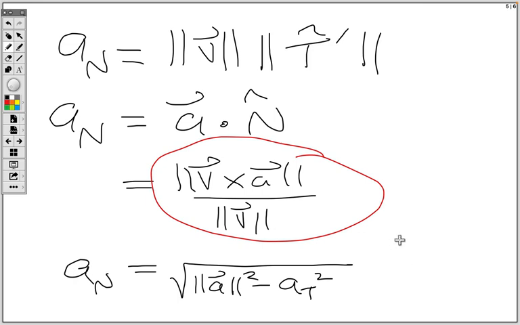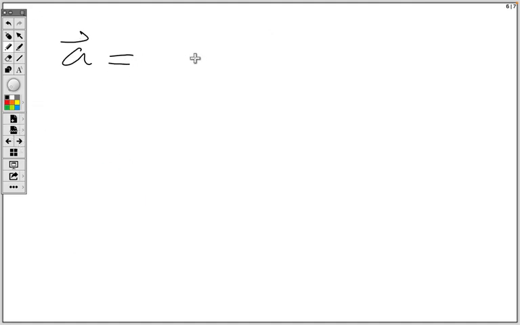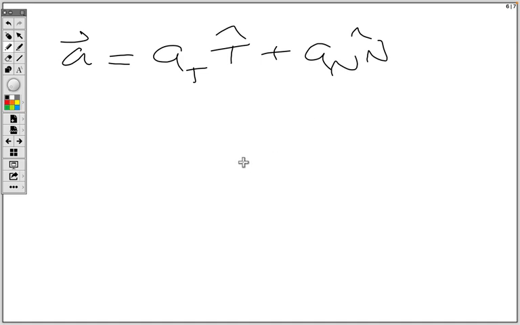All right. Now, does this thing remind you of anything? Like you're taking the difference of squares and taking the square root? What theorem does that remind you of? Yeah, Pythagorean. And here's the reason. You've got A is AT t hat plus AN n hat. So if you think about it, t hat and n hat are at right angles, right?